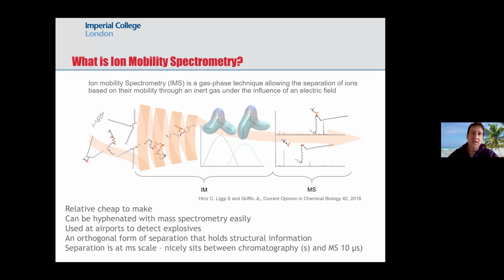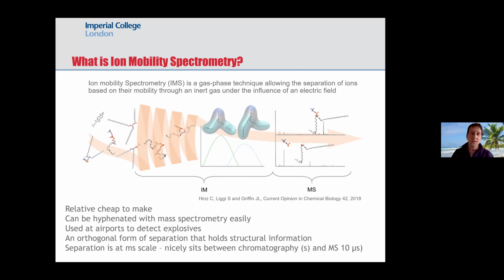It's a gas phase technique allowing the separation of ions based on their mobility through an inert gas under the influence of an electric field. We saw some examples of this this morning about the difference between a piece of paper falling down through the air and a crumpled up ball.